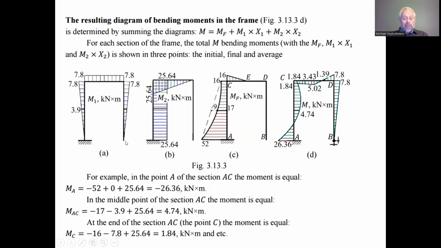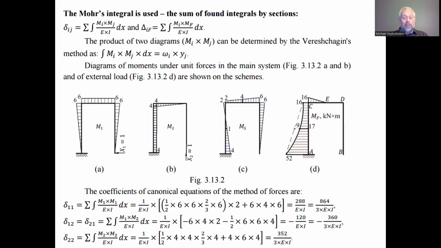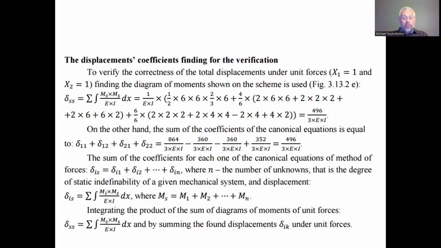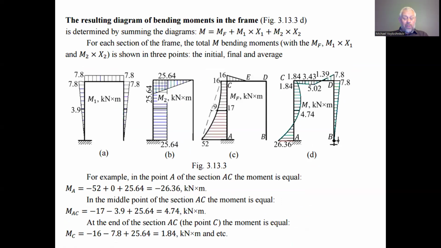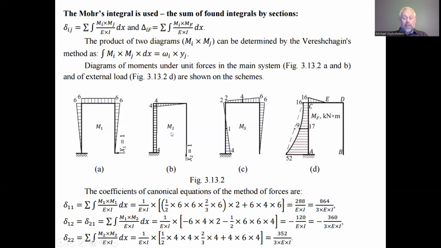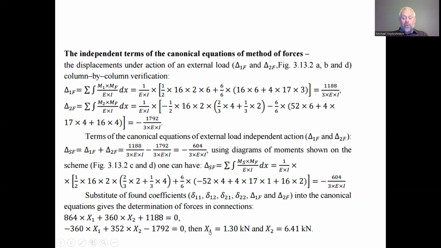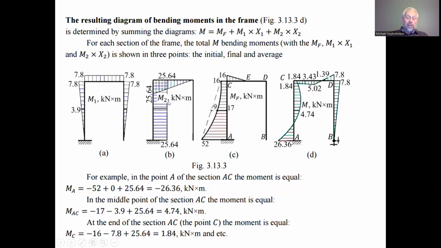But we have to correct it first, because the diagram was previously made on the assumption that this force is equal to 1, since our objective was to find the factors, the deltas in the canonical equations, the displacements under the action of the unit force. After finding the forces x1 and x2, we have to multiply the diagrams we had, m1 and m2, for the action of the unit force, by the scale, by the found magnitudes of the forces x1 and x2. And we get the corrected diagrams for the main system.